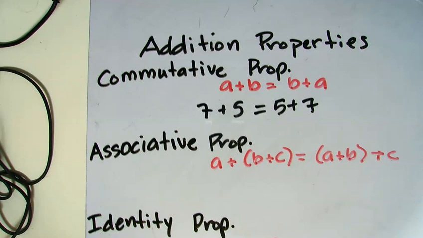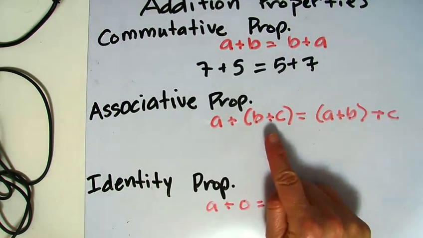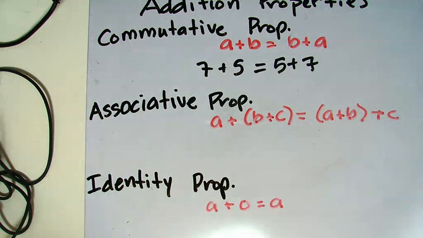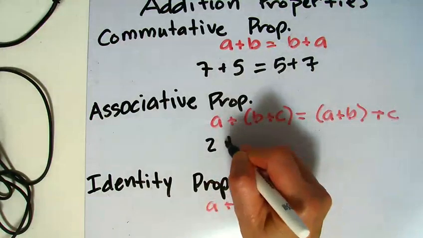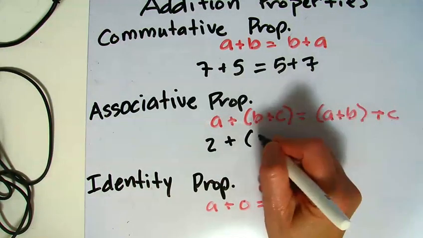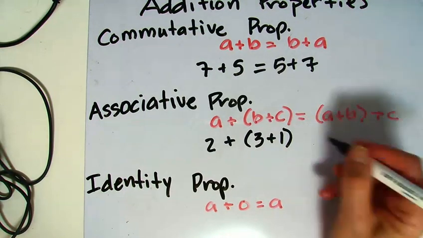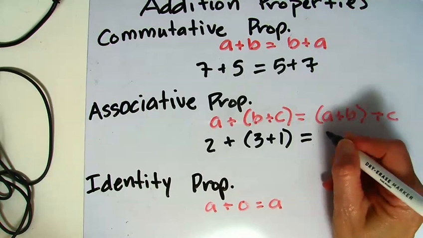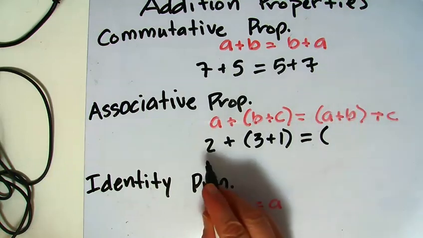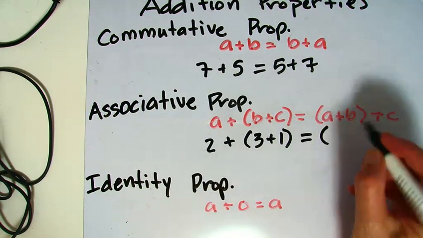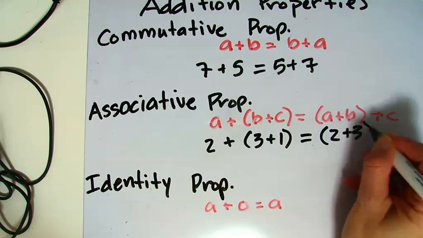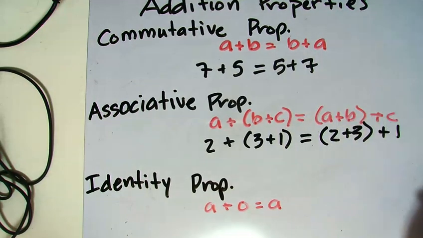With associative property, it means that we can group numbers within an addition problem differently. In this case, we have a number 2 plus a group of two numbers that are being added together. Now we can rewrite this as, instead of 2 all by itself, we can group the 2 and the 3 and then have 1 added by itself.